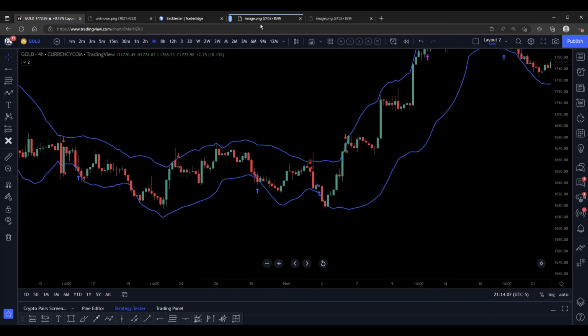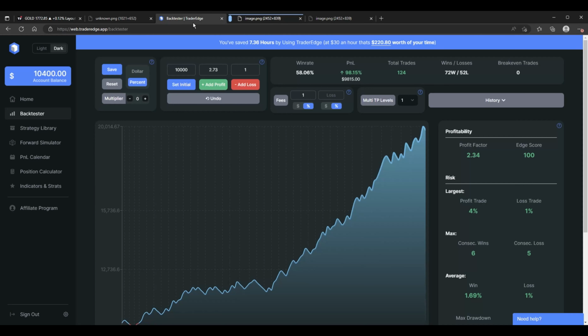All right, so let's get into here. The stats. Started with a $10,000 account. Always risking 1%. So yeah, 58% win rate. P&L 9,815. So basically doubled the account in 82 days. Total trades taken 124. Wins 72, 52 losses, 0 break-evens.